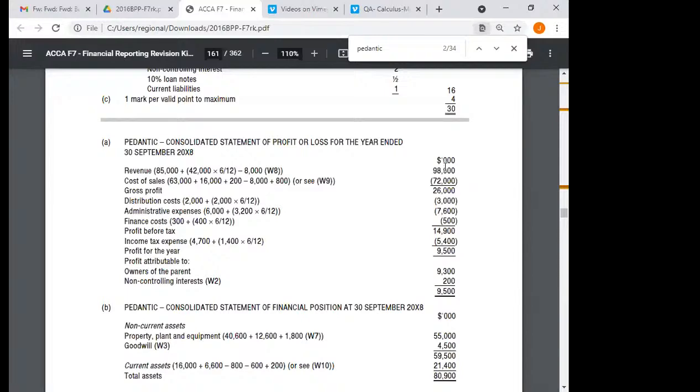So ukiona kuna answer, unapo wamesema revenue 98,000. Revenue is 98,000. How about cost of sale? Cost of sale wamesema ni 72,000. Ukisubtract according to ACCA, I like ACCA, inakuja 26,000.